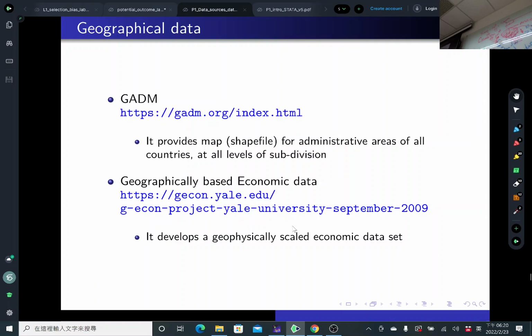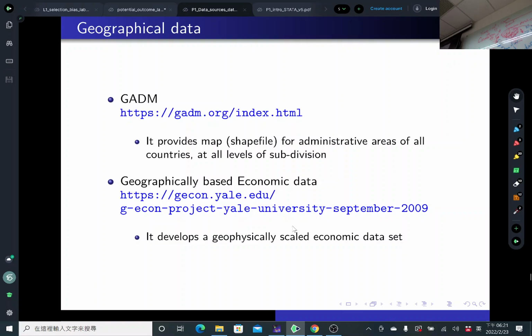And this geographically based economic data is developed by this Yale professor. Basically, it collects a lot of sources of data, and they publish data based on the geographical area, not the administrative area, not just country. It's based on geography. That means they publish the dataset based on location, and each unit is 100 kilometers times 100 kilometers, so this size. So it's not based on the country level or county level. It's based on their geographical definition.